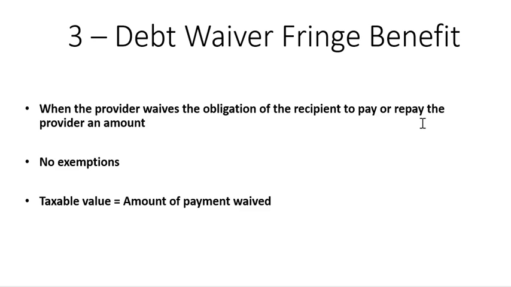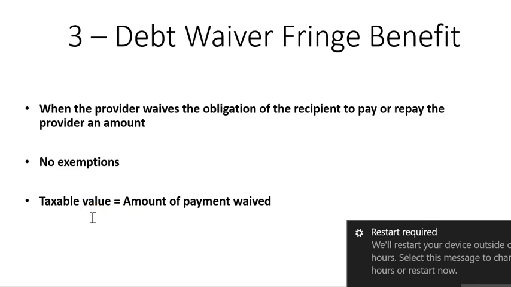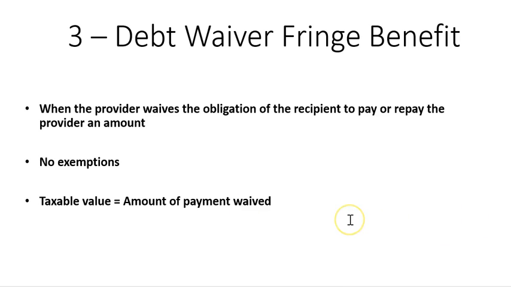This is a really straightforward fringe benefit because there are no exemptions, so simply just the scenario we just spoke about when a debt is waived. So yeah, not much to it. So the taxable value for a debt waiver fringe benefit is simply the amount of payment that is waived. So if I owe $10,000 and $10,000 is waived, that's the taxable value.